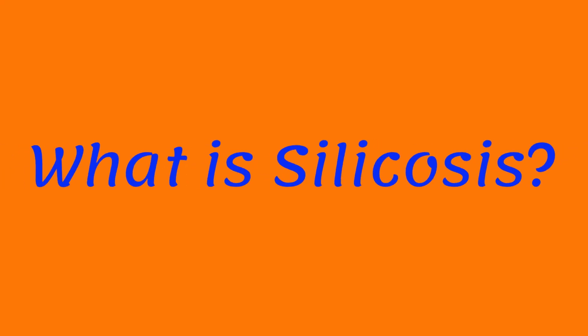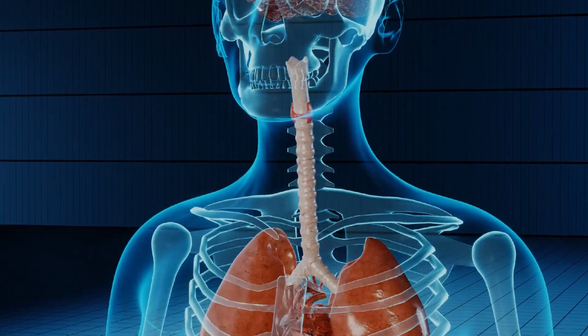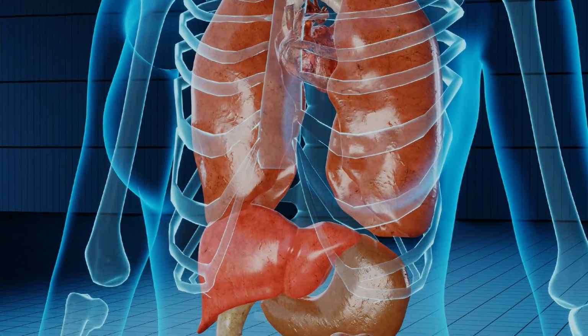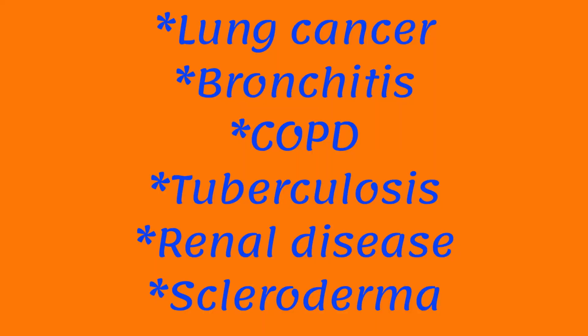What is silicosis? Silicosis is a form of occupational lung disease caused by the inhalation of silica dust. The inhalation of this dust causes damage and scarring to the tissue in the lungs. OSHA lists the following adverse health effects from silicosis: lung cancer, bronchitis, chronic obstructive pulmonary disorder, increased chance of tuberculosis, and possible renal disease. They also list scleroderma, which is a disease affecting skin, blood vessels, joints, and skeletal muscles.